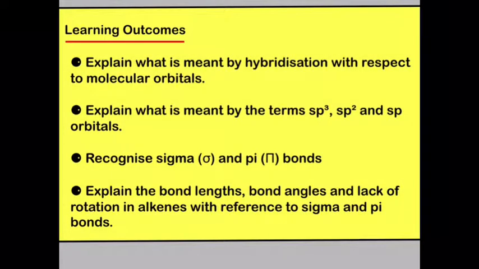By the end of this lecture, you should be able to explain what is meant by hybridization with respect to molecular orbitals. You should be able to explain what is meant by the terms sp3, sp2 and sp orbitals. You should be able to recognise sigma and pi bonds, and you should be able to explain the bond lengths, bond angles and lack of rotation in alkenes with reference to sigma and pi bonds.